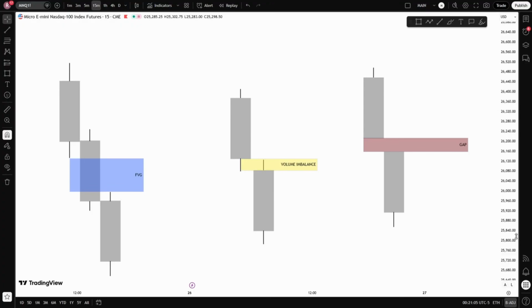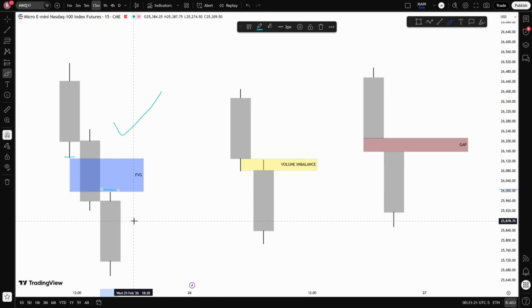The last thing we are going to cover in this video is the difference between a fair value gap, a volume imbalance, and a true gap. We already discussed what defines a fair value gap. That is a 3-candle pattern where the first and third candles do not overlap, leaving an imbalance in price delivery. Now let's talk about a volume imbalance. A volume imbalance is different. It is a gap between the closing price of one candle and the opening price of the next candle.